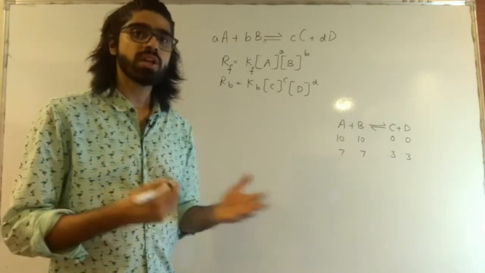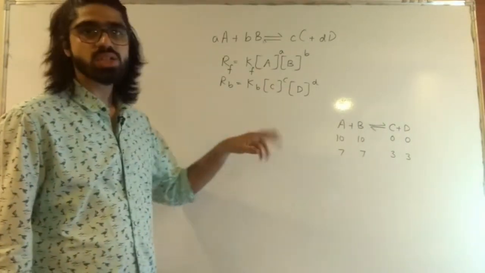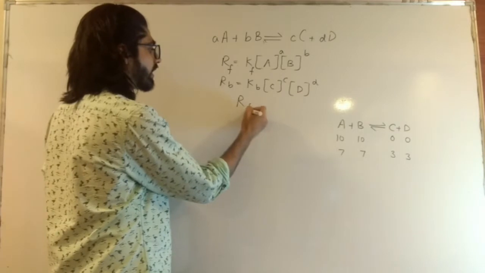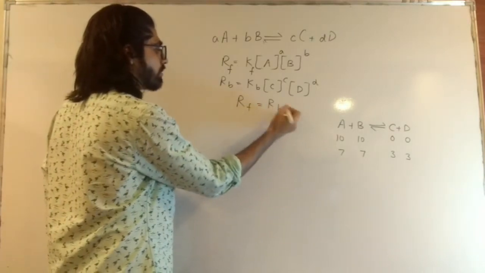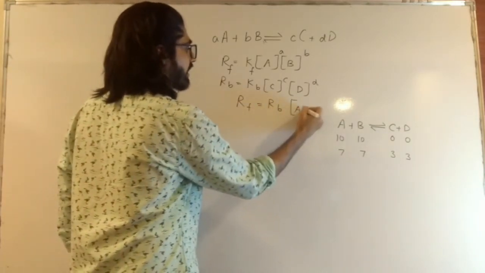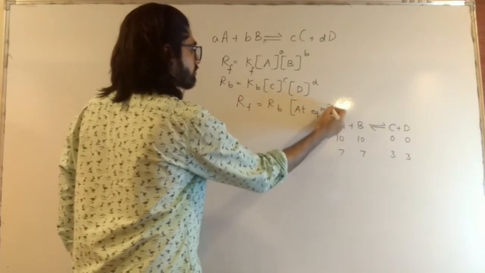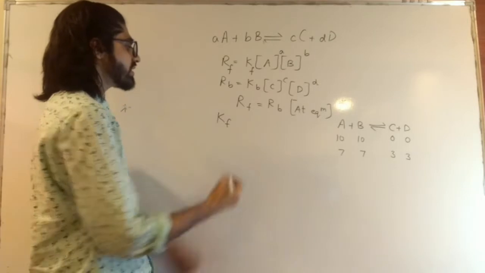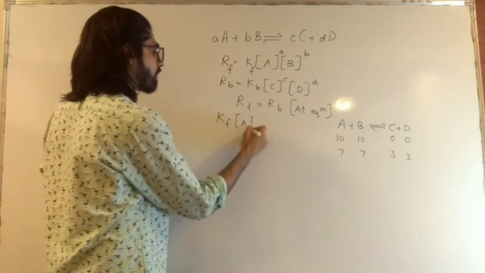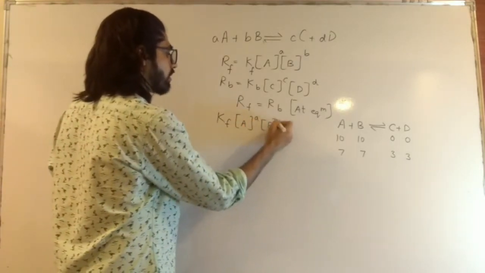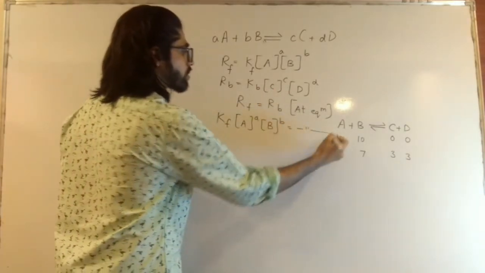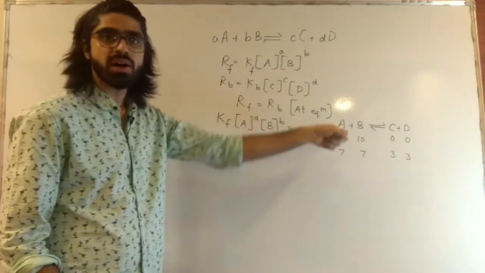So at equilibrium we conclude that the rate of forward reaction and rate of backward reaction become equal. If we try to equate the rate of forward and rate of backward reaction, considering that equilibrium has been achieved, on the left hand side it will be kf [A]^a [B]^b, and on the right hand side it will be kb [C]^c [D]^d.